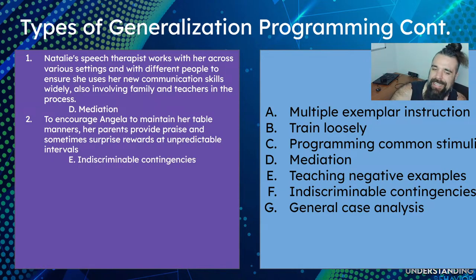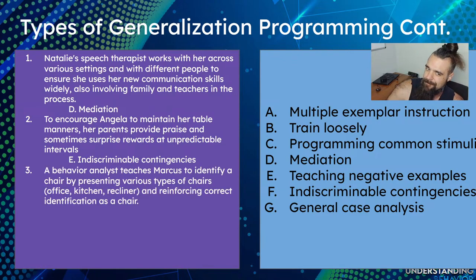Okay. Really nice job. This one is going to be F, indiscriminable contingencies. Sorry, I have the wrong letter here. This one's actually F, though. Indiscriminable contingencies is correct, though. So what they did is they moved it to an intermittent reinforcement schedule, made it less predictable for when reinforcement's going to occur to maintain that behavior.